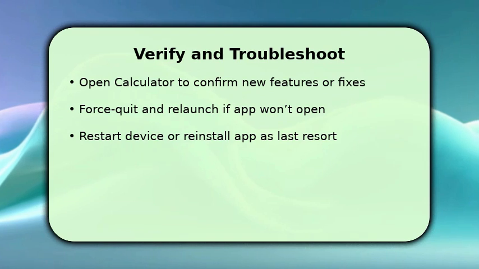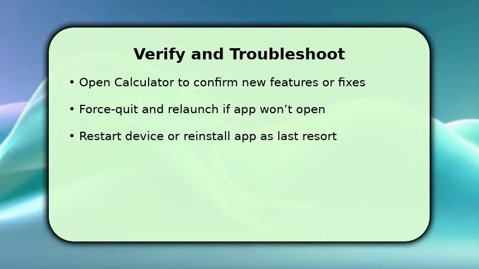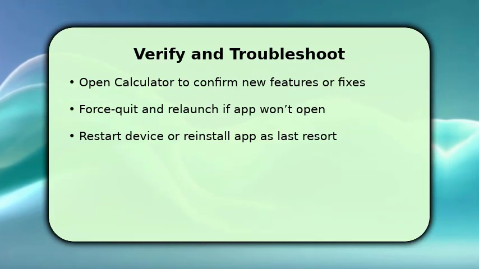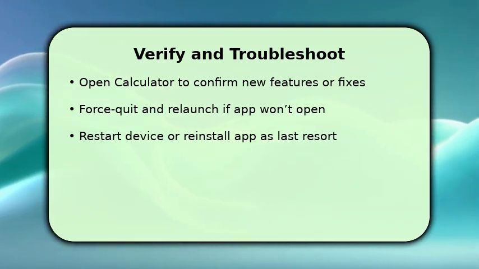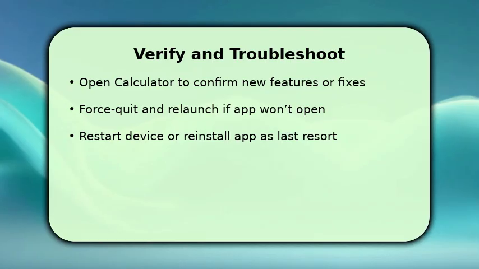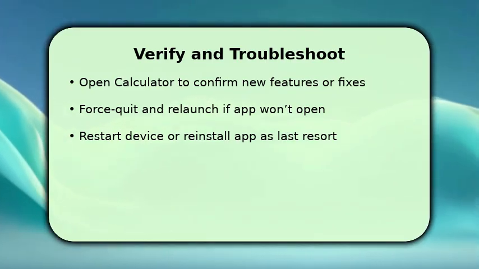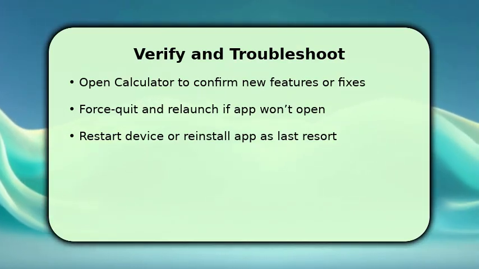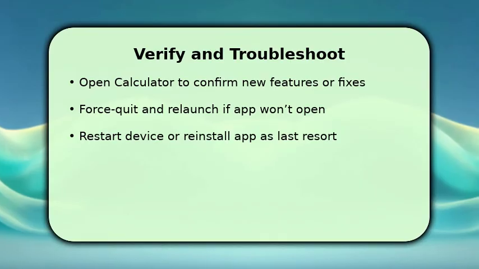Open Calculator and test key functions to confirm new features or bug fixes. If the app behaves oddly, force quit it and reopen. Make sure your iOS is compatible with the app version. If problems persist, restart the iPhone, then try reinstalling Calculator by deleting and redownloading it. This preserves settings tied to your Apple ID. One key tip: if updates fail repeatedly, check storage and free up space before attempting the update again.